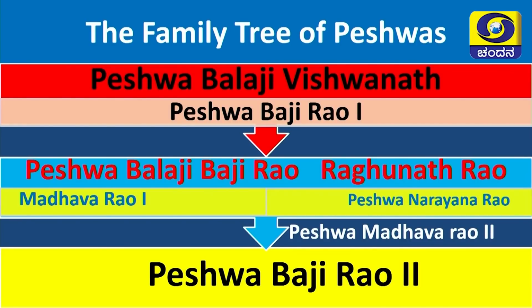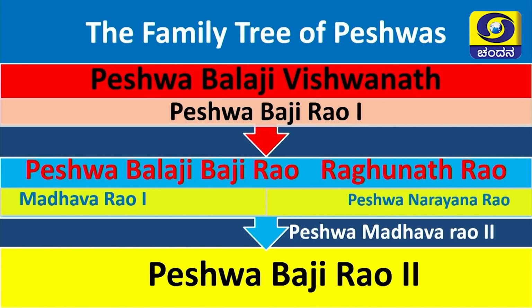Dear students, in the 9th standard, you have already studied about the Marathas. Sahu Maharaj, the grandson of Shivaji Maharaj, had appointed a Peshwa in the year 1720. He was none other than Peshwa Balaji Vishwanath. After Balaji Vishwanath, his son Bajirao I became the Peshwa. This Bajirao I had 2 sons. They were Balaji Bajirao and Raghunath Rao. Balaji Bajirao was the elder son of Bajirao I, so Balaji Bajirao became the Peshwa.